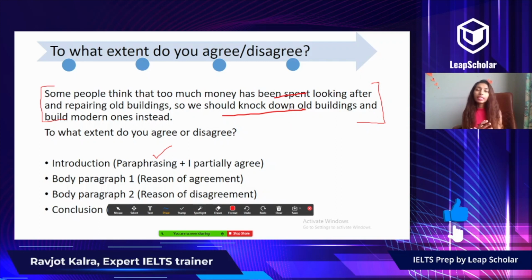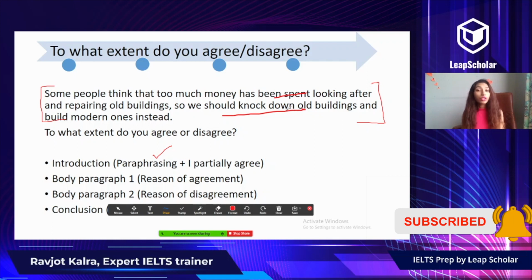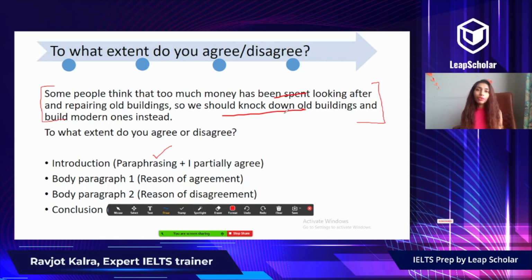Either you can flip the sentences by using synonyms and make your own sentence, or you read the whole statement and write it in your own language by using different words. That is called paraphrasing. And then you will give a point, whether you agree or disagree, that we call a thesis statement. So this question will talk about partial agreement. So you will write, I partially agree to the given statement. Your opinion is required because this is an opinion essay.